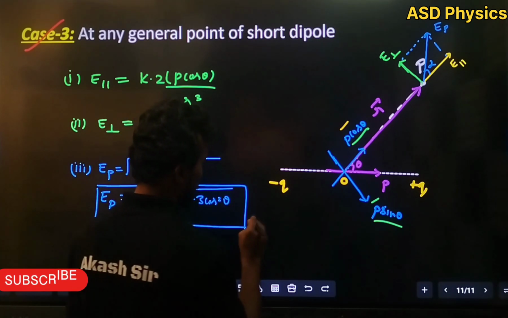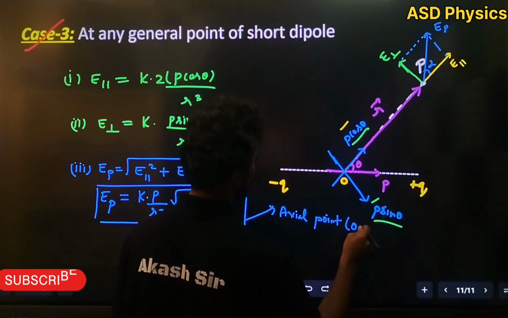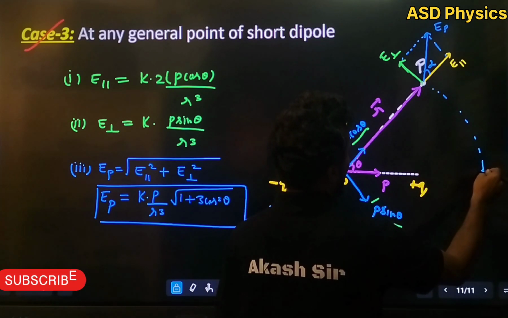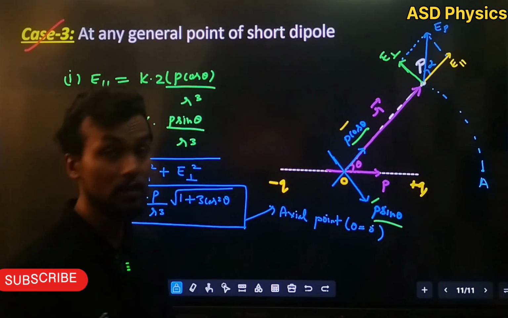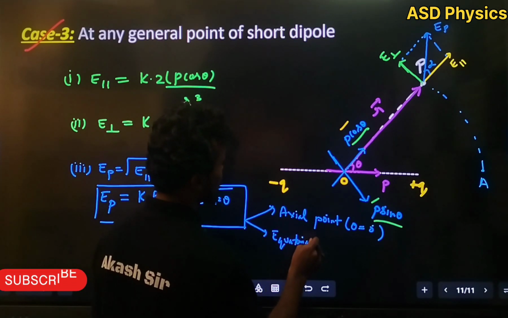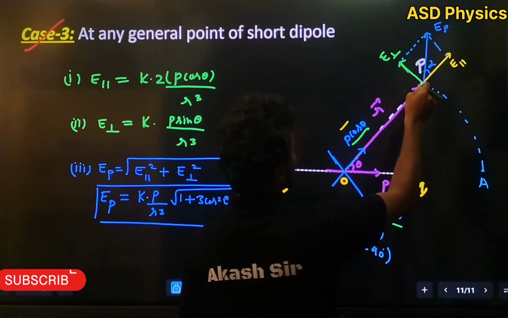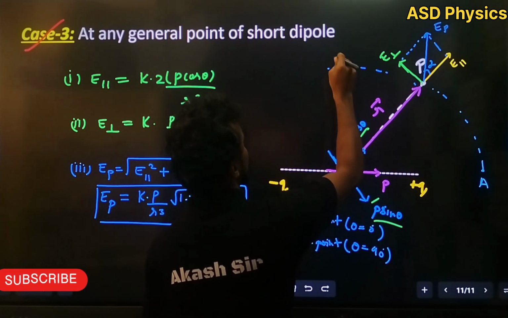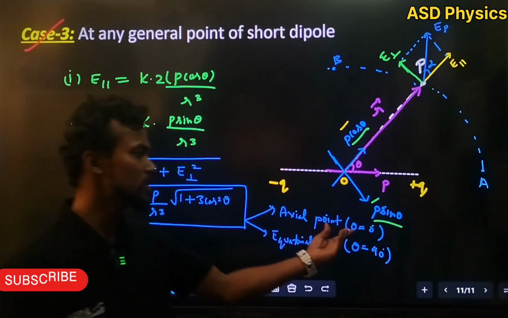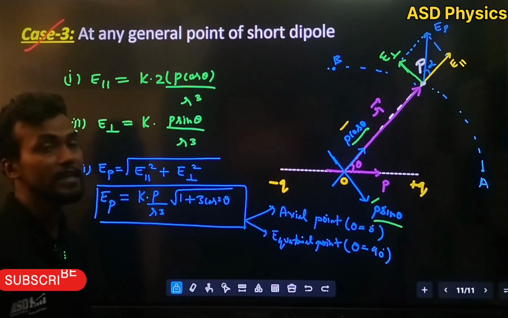Now, if we go for the axial point, what will theta be? Just guess please. For the axial point theta will be 0 degree, because point P will come to point A, and this angle theta will become 0 degree. Similarly, for the equatorial point, theta will be 90 degree, because point P will shift here. Now the equatorial point is there. So please remember that for theta equal to 0 degree, it will come K into 2P by R cube. For theta equal to 90 degree, it will come K into P by R cube.